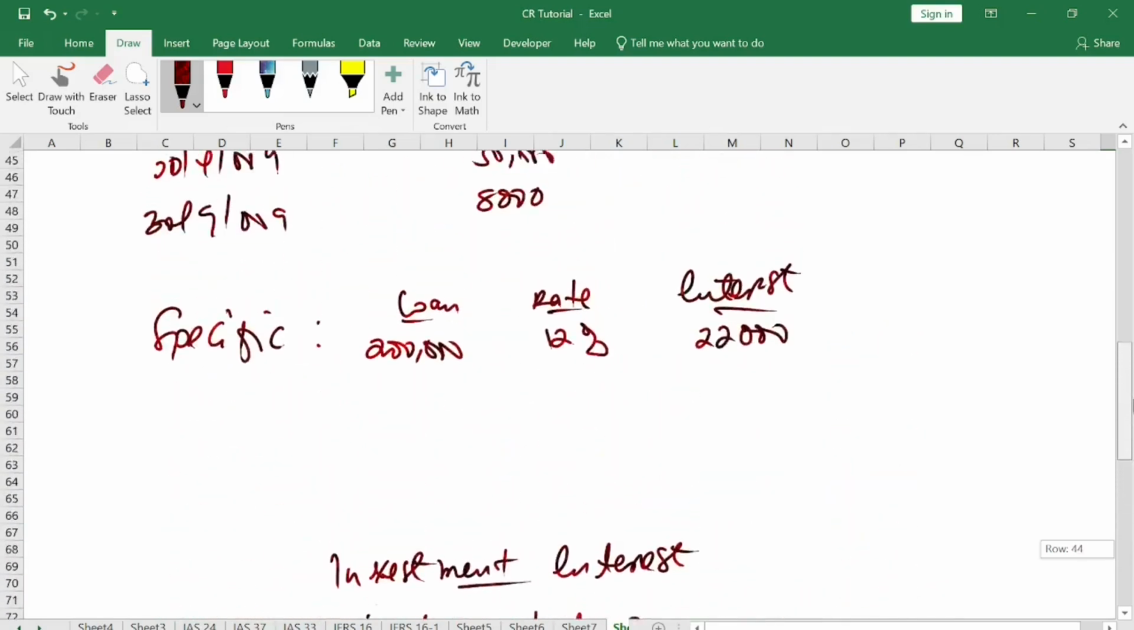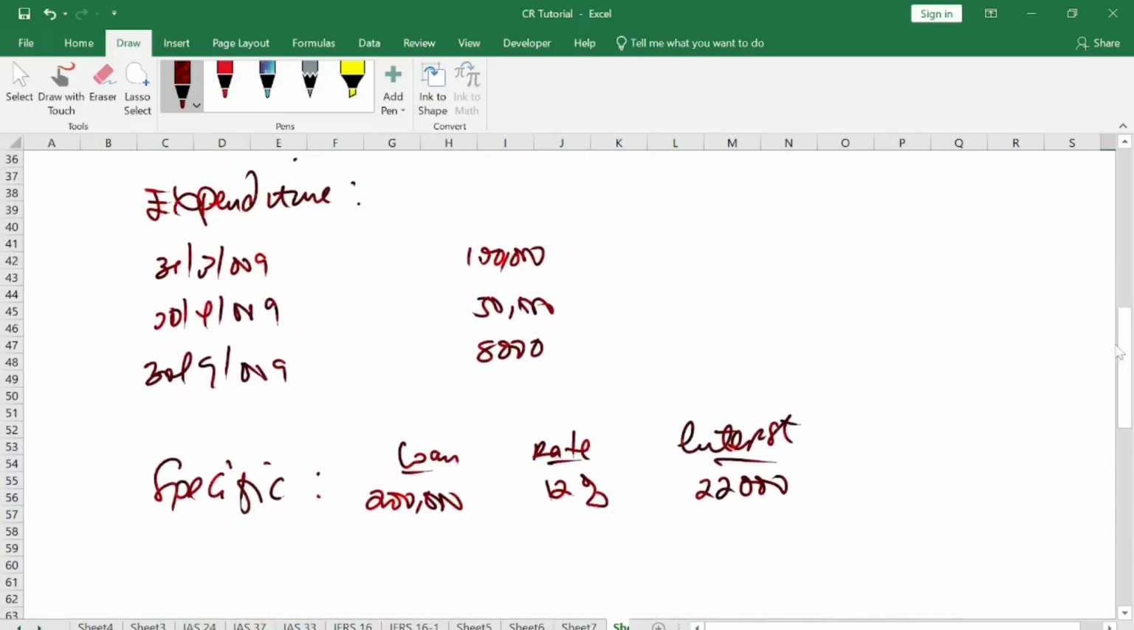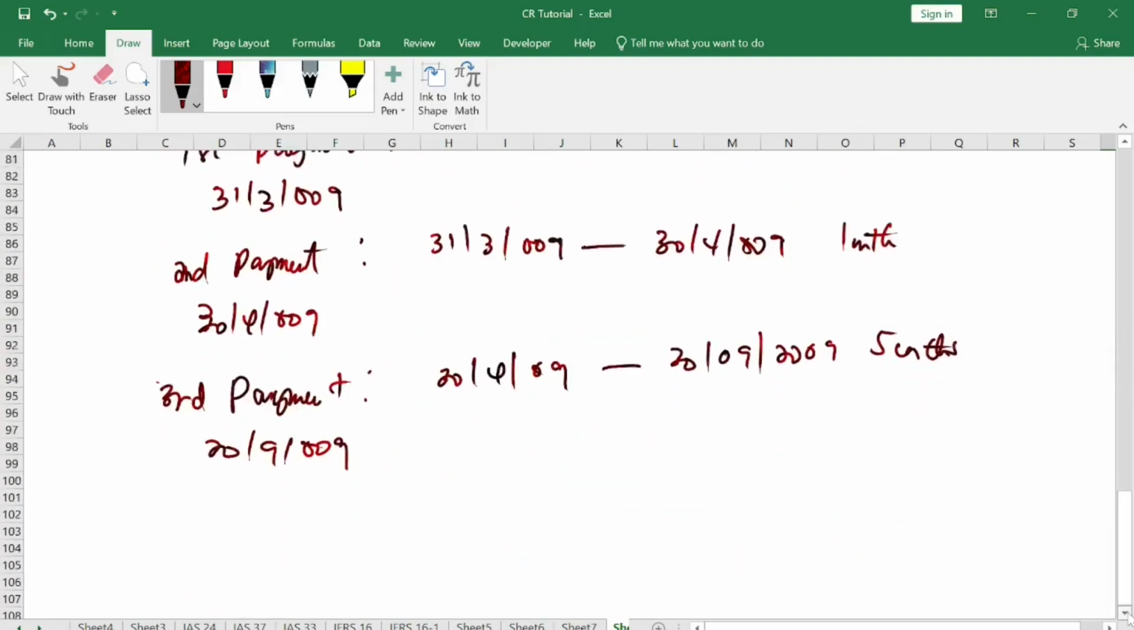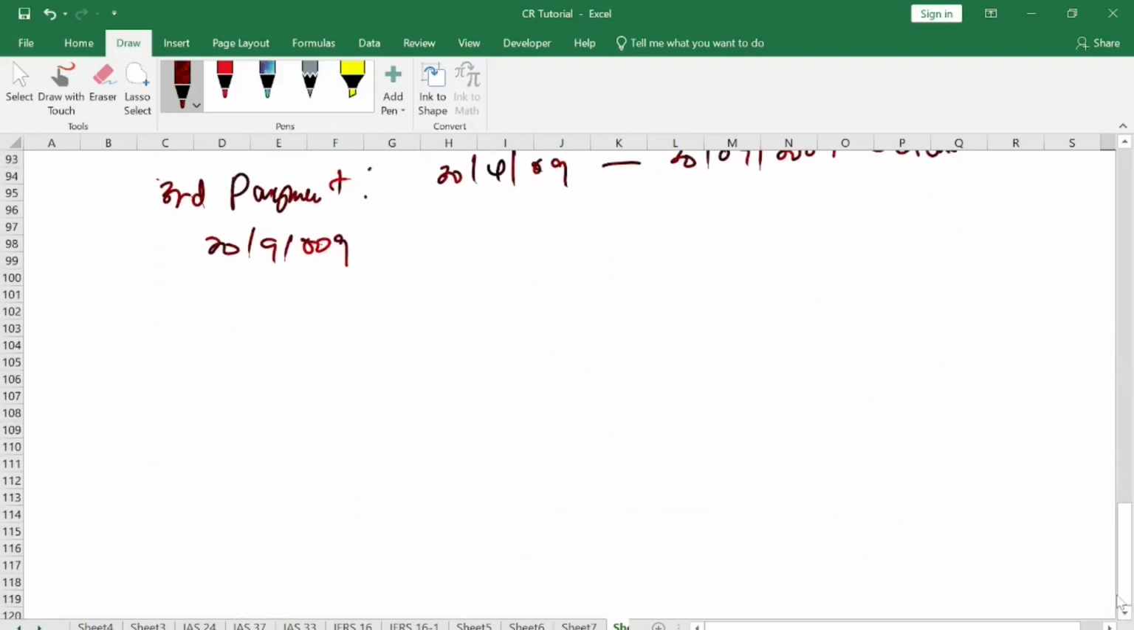Now, when you look at the question, look at the payment expenditure. You realize the first payment was made on 31st March 2009, 100,000. So let's go into it properly. So here, you have your interest. How do you calculate the interest? You will have, from 31st.